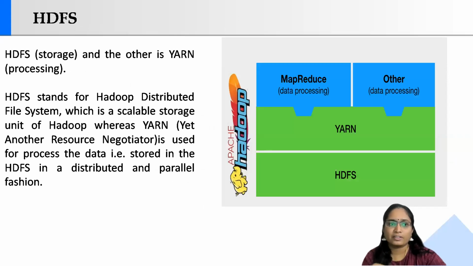So what is HDFS exactly? HDFS stands for Hadoop Distributed File System, mainly the storage unit of Hadoop. I told you about two parts, one is HDFS and another is processing. And one more, the sub-process is YARN. What is the full form of YARN? Yet Another Resource Negotiator. It's mainly used for handling resource management.